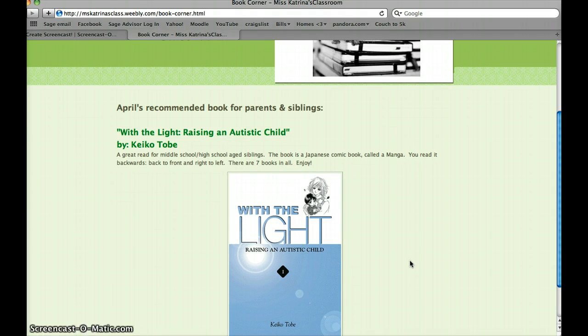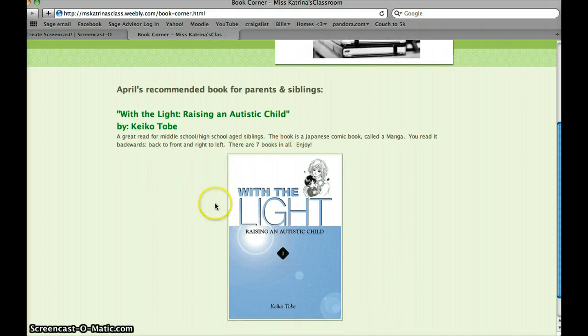It's a Japanese comic book, which I don't typically enjoy anime and that sort of thing. But this book really captured the essence of autism and how difficult and rewarding it can be having a child with autism. So if you're looking for a good book to read over spring break, you could check this out. It's the first of 7 books in the series.